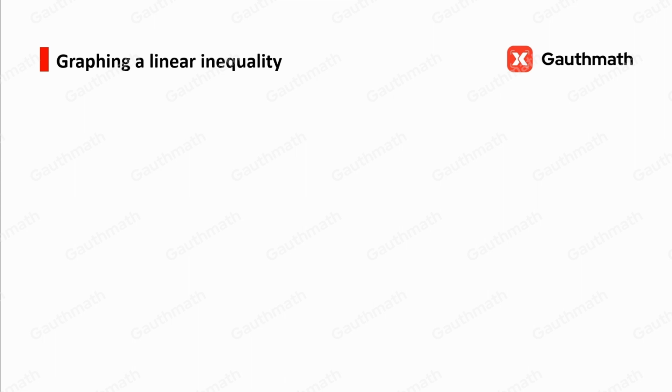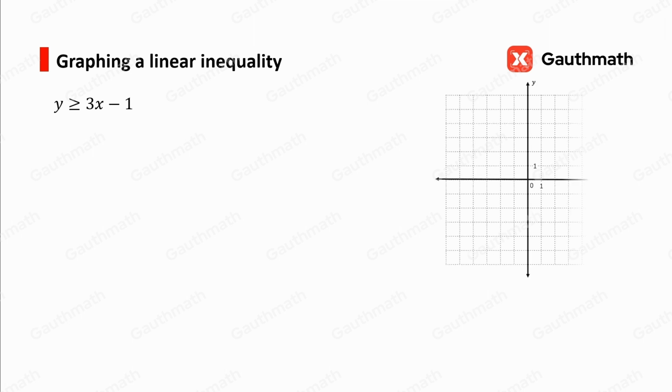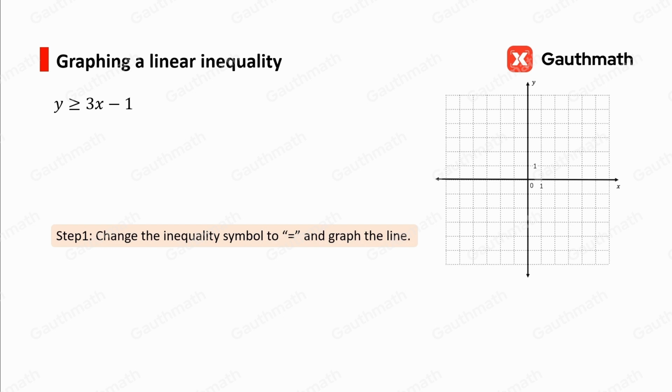Now, to graph a linear inequality, there are several steps to follow, and we're going to learn this together by looking at one example. y is greater than or equal to 3x minus 1. We need to graph it in the xy coordinate plane. Step one: change the inequality symbol to the equal sign and graph the line. So we change this inequality to y equals 3x minus 1.